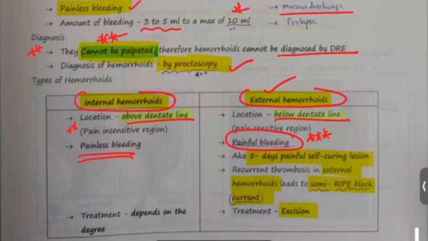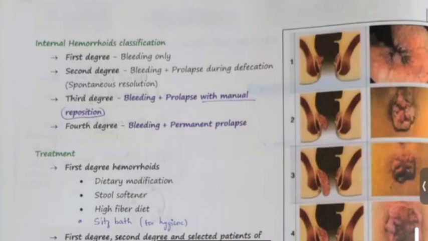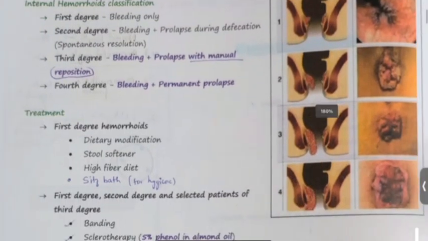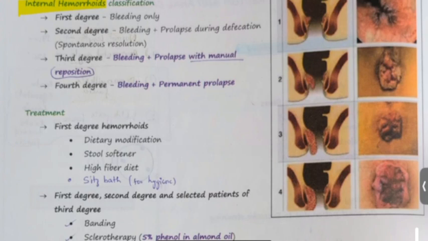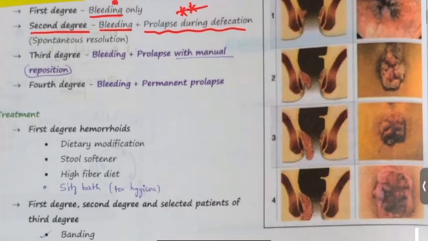But internal hemorrhoids again can be graded into first degree, second degree, third degree and fourth degree. So treatment for internal hemorrhoids depends on the degree. Okay, we'll see that. So what are the degrees of internal hemorrhoids? In first degree, the patient will have only bleeding, that's it. Okay, in the second degree, bleeding will be there and the mucosa of the rectum will prolapse when the patient is defecating.